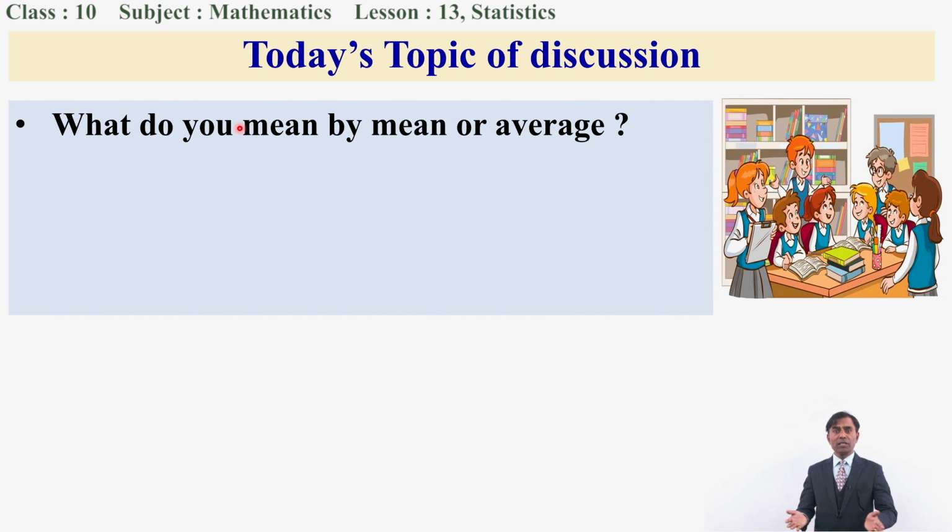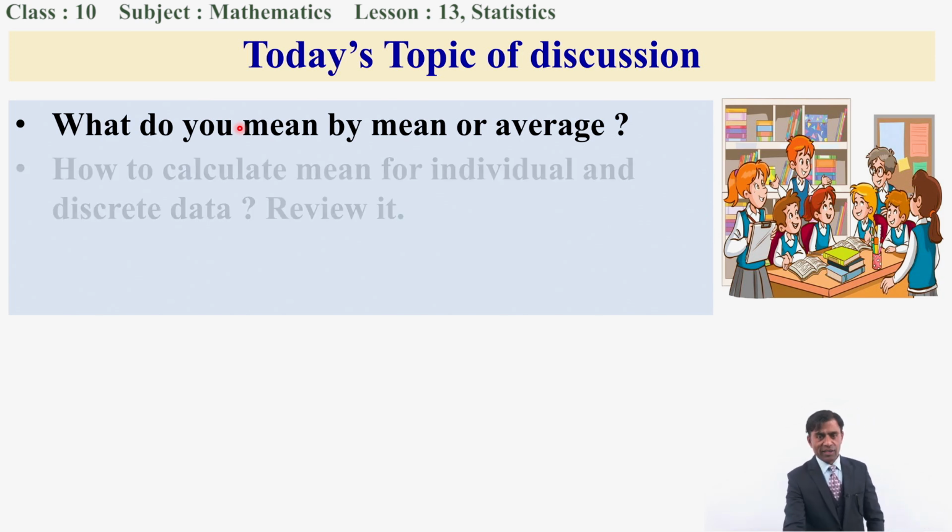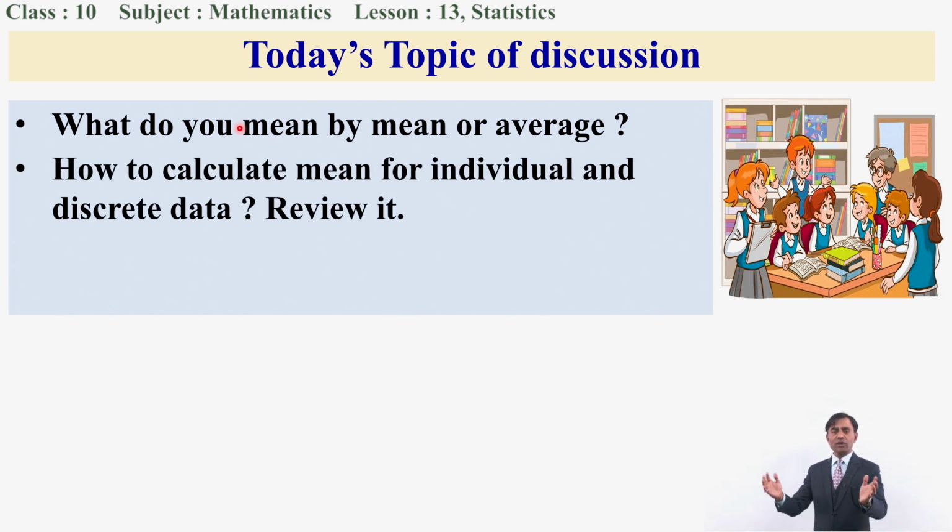We know the average is the synonym of mean. So we'll discuss the meaning of mean or average. Similarly, how to calculate the mean for individual and discrete data. We have learned how to find the mean from individual data. If the data are in discrete form, how to find their mean, we have learned in class 9. We are just revising it.